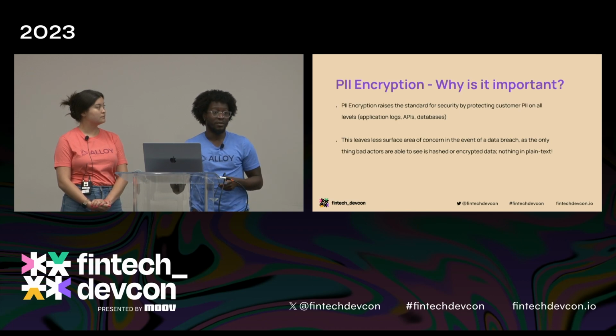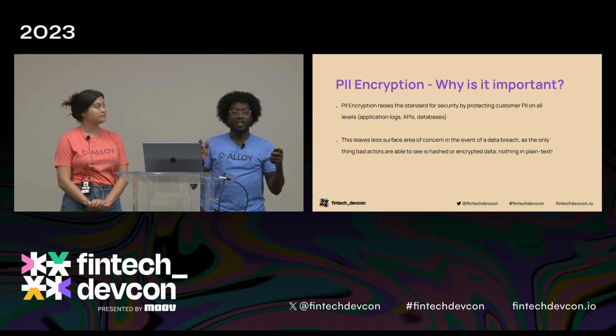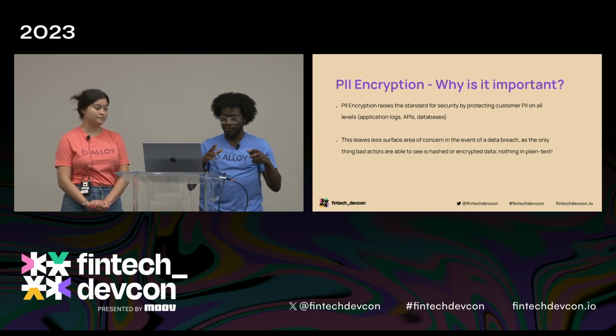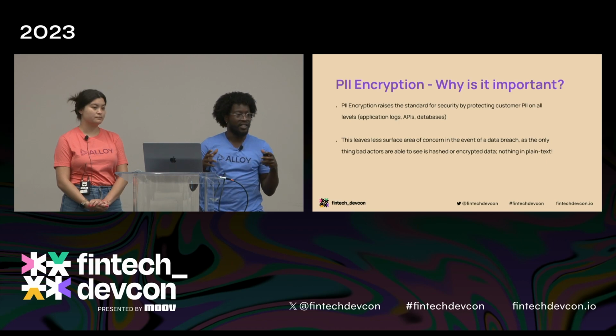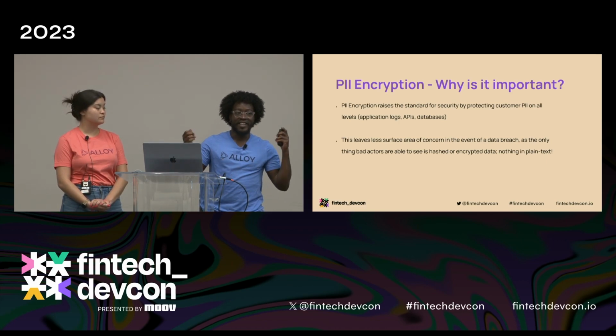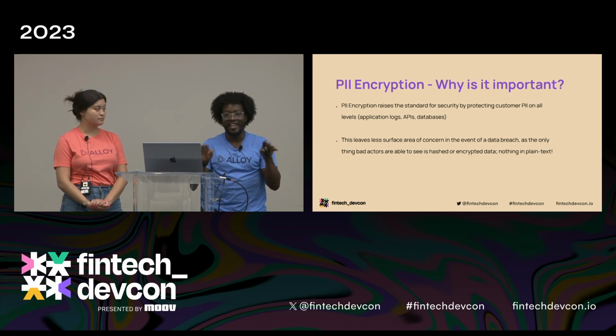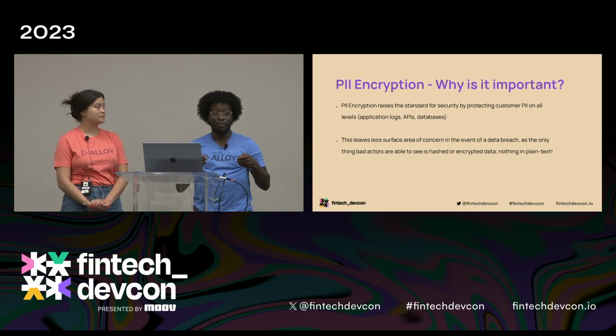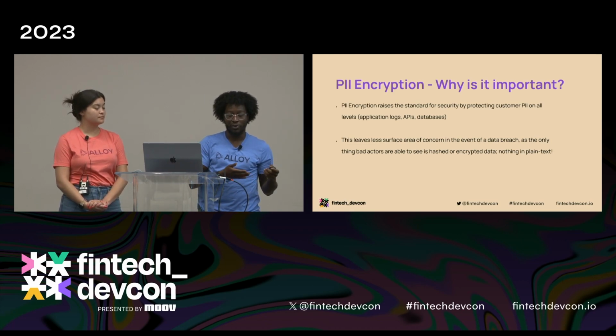And then for the databases themselves, we don't want to store plain text data anymore. We want to utilize that encrypted data. So basically by attacking these three areas, there's less surface area in the event of a data breach. Someone breaks into the database. Oh my God, they have hashed data. They have nothing, and it feels good. PII encryption is helpful for that.